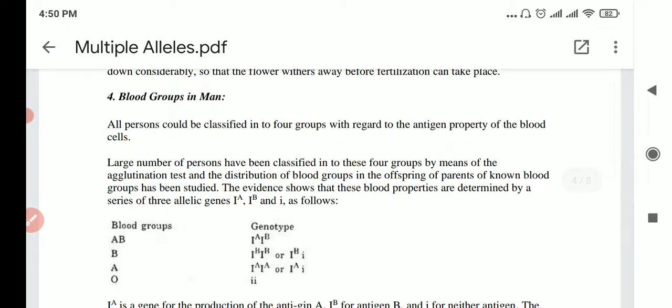So, now let's look at another example of multiple alleles, the blood group in man. All of us have one gene that determines blood group, but whether it is A or B or O, it is the alleles which determine it. So, we have 4 blood groups with regard to the presence of the antigen A or B, or absence of antigens, which gives you the O, or if both antigens are present, it will be AB blood group.